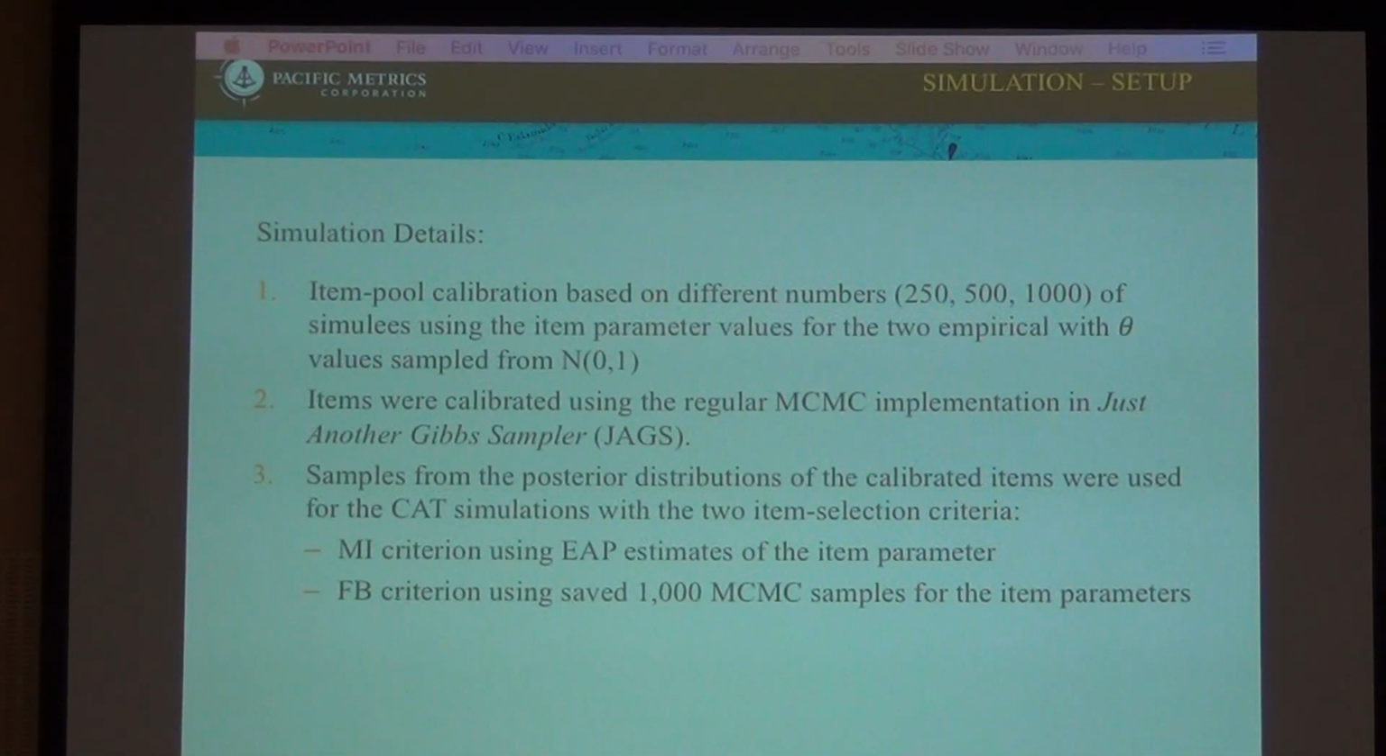And here the size of the MCMC samples for the fully Bayesian criterion is 1,000, after thinning. This size is much bigger than necessary in an operational test. It's just a more conservative choice for the research exploration.